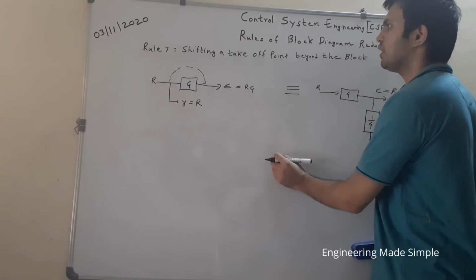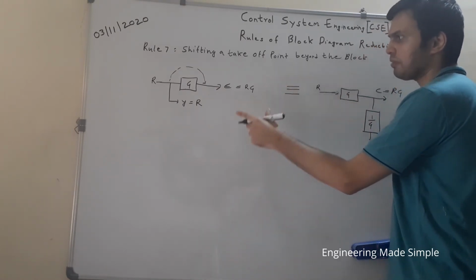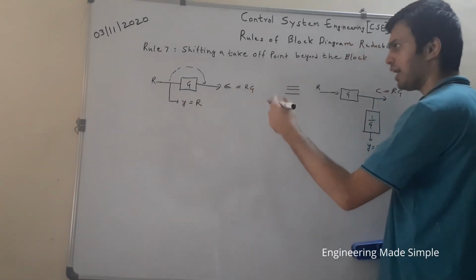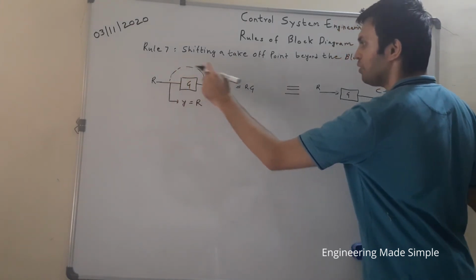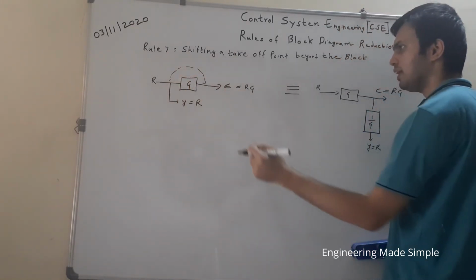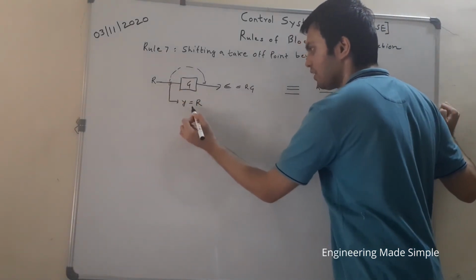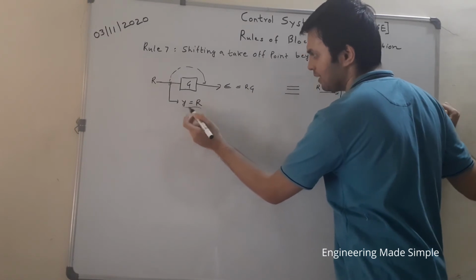Now we will shift the takeoff point beyond the block. We have studied what will happen if I move the takeoff point behind the block earlier. Now we will study when we move this takeoff point beyond the block, or ahead of the block. As you can see, the signal which I have tapped from here, at this takeoff point, signal y is present, that is the feedback signal.